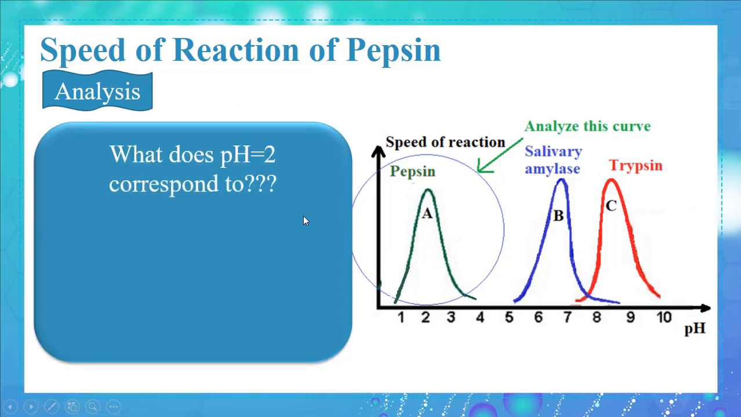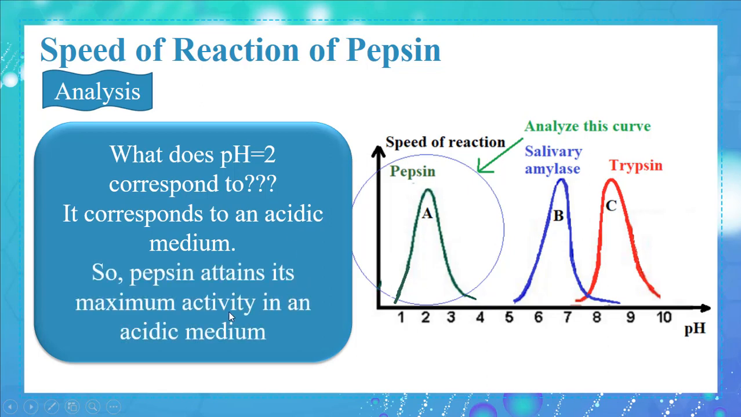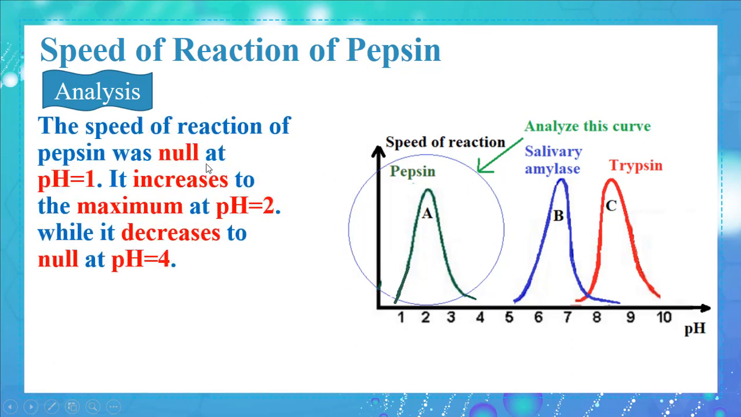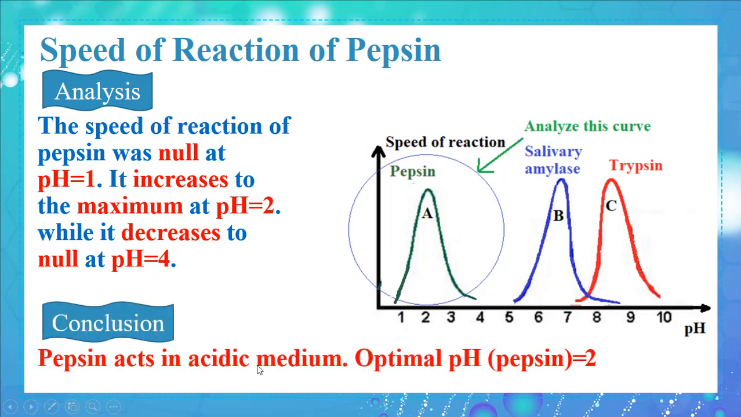What does pH equal 2 correspond to? It corresponds to an acidic medium. So, pepsin attains its maximum activity in an acidic medium. The speed of reaction of pepsin was null at pH equal 1. It increases to the maximum at pH equal 2, while it decreases to null at pH equal 4. We conclude that pepsin acts in acidic medium. The optimal pH for pepsin is pH equal 2.